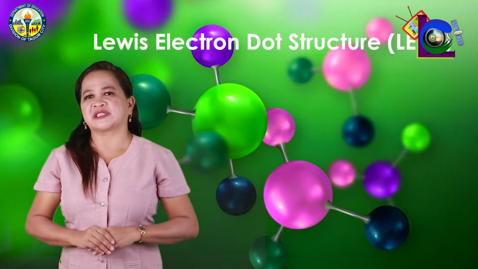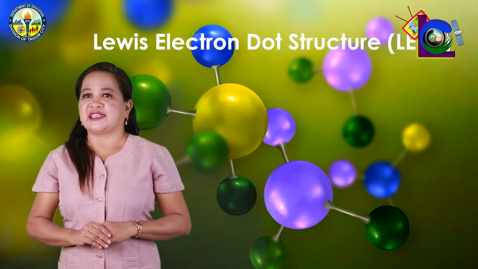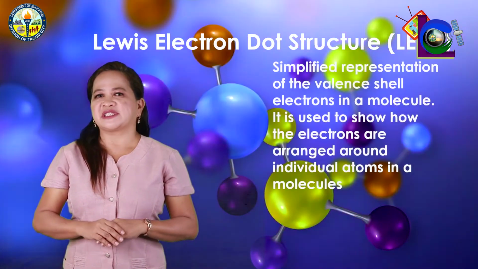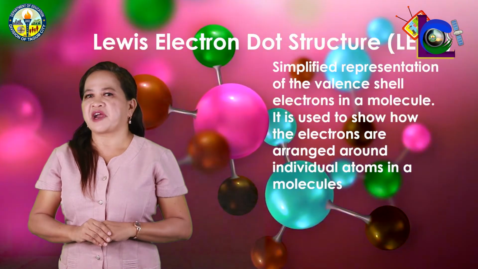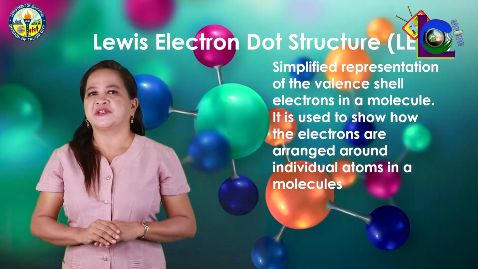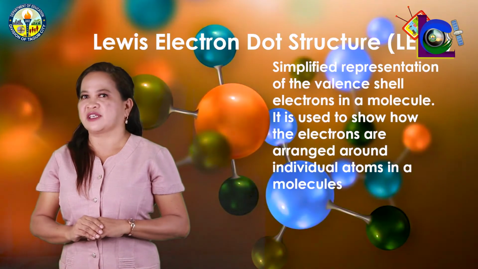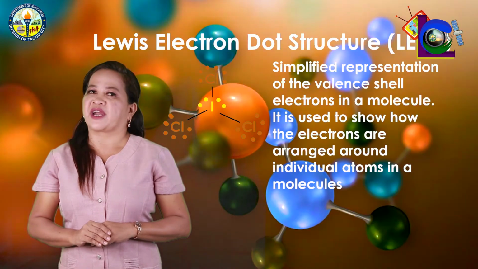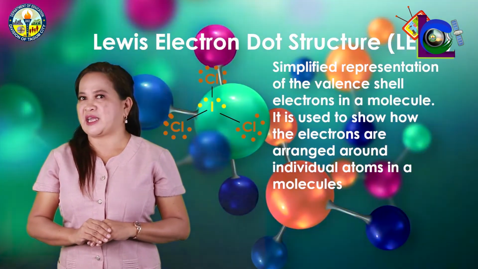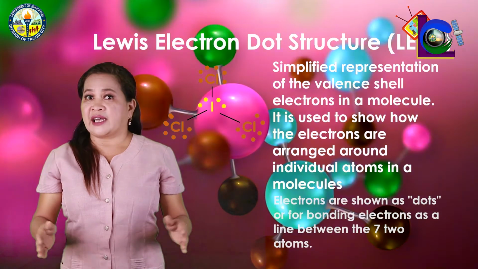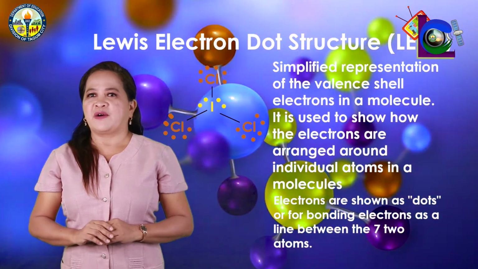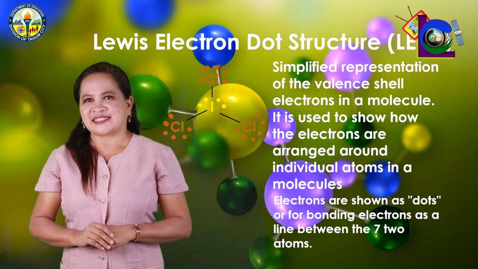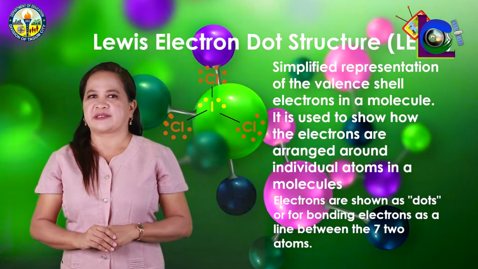For the next activity, you will learn how to predict molecular polarity through the Lewis electron dot structure, LEDS. A Lewis electron dot structure is a very simple representation of the valence shell electrons in a molecule. It is used to show how the electrons are arranged around individual atoms in a molecule. Electrons are shown as dots, or for bonding electrons as a line between the two atoms.